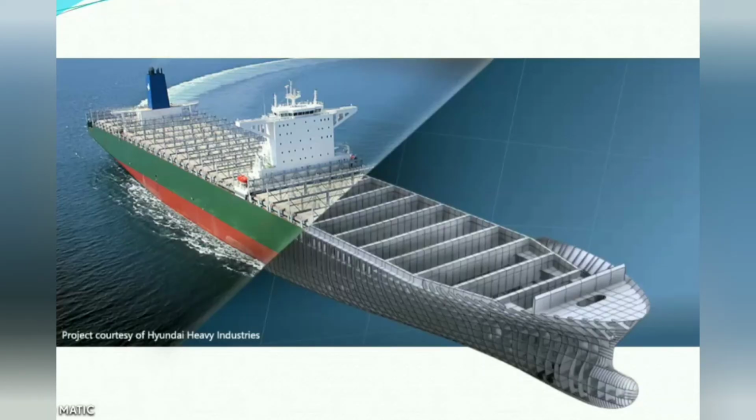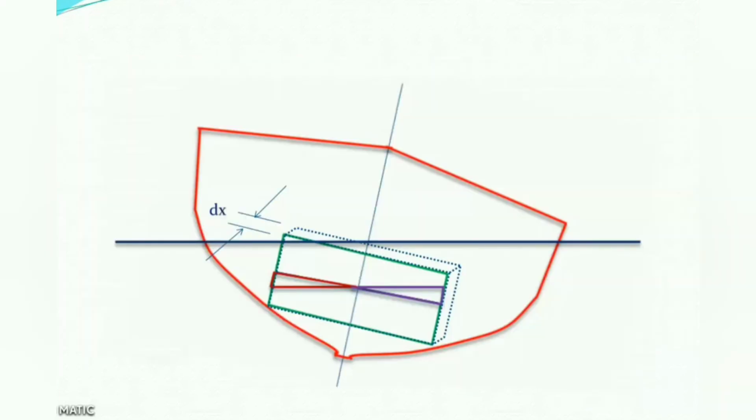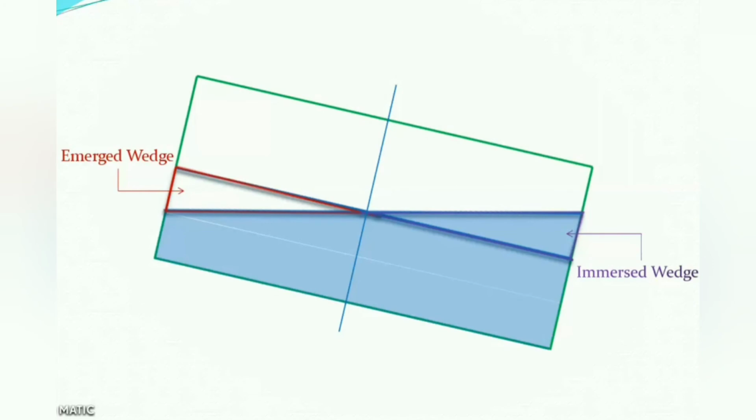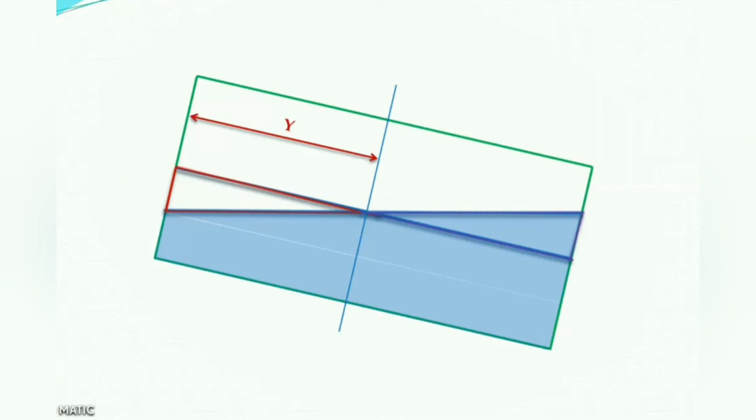Since your ship's hull may have a complex curvature throughout its length and breadth, it is useful for us to take into consideration a small strip of the tank lying at a particular section, the length of that strip being dx, which is very small. Let us now have a look at the geometrical dimensions of the tank. It consists of a half breadth of y. The centers of gravity of the immersed and emerged wedges are lying at 2/3 of y measured from the tank's center line.